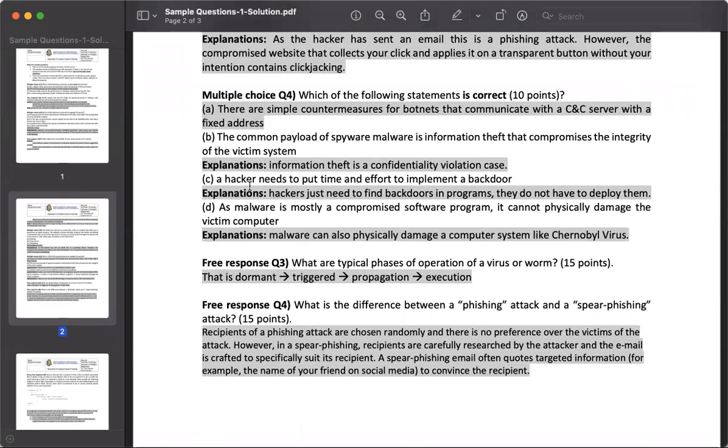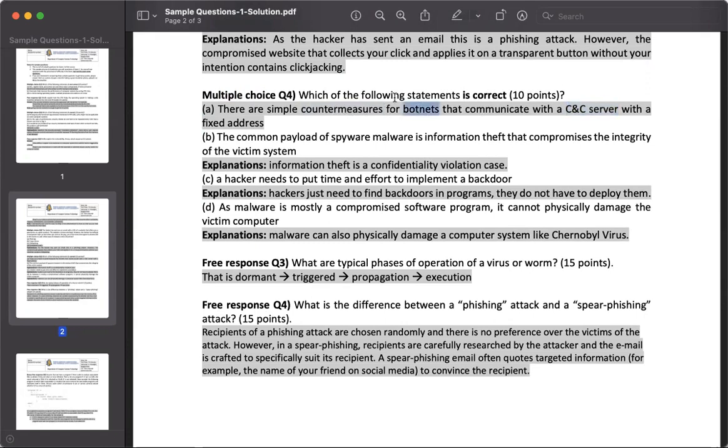Okay, you're welcome. So let's get to multiple choice 4. Which of the following statements is correct? A says there are simple countermeasures for botnets that communicate with a command and control server with a fixed address. This item is correct. There is a simple countermeasure for those botnets that communicate with a fixed IP address CNC server. What that countermeasure is, do you remember? Can anyone tell me what that countermeasure is?